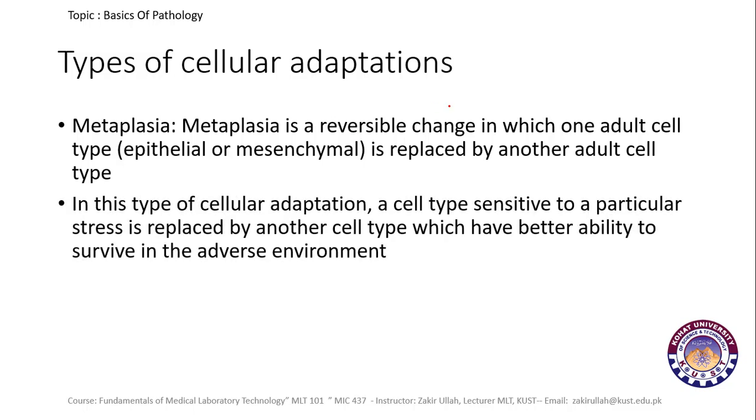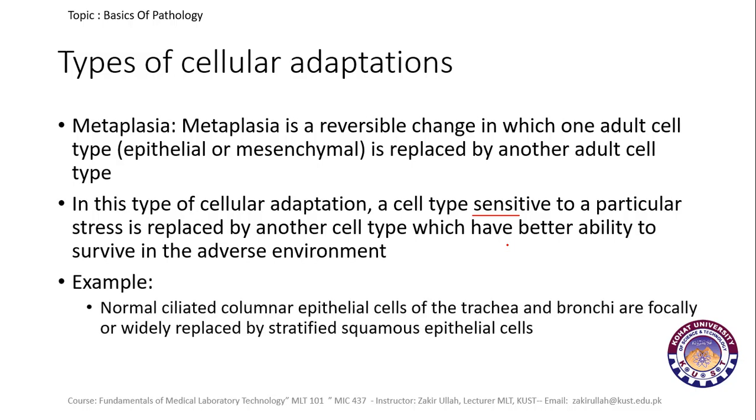In metaplasia, a cell type sensitive to a particular stress or stimulus is replaced by another cell type which has a better ability to survive in that adverse environment. An example is that the normal ciliated columnar epithelial cells of the trachea and bronchi are focally or widely replaced by stratified squamous epithelial cells. These stratified squamous cells survive in this area of the trachea because of stimuli such as excessive smoke or dust particles. Therefore, when the stimulus is removed, the normal ciliated columnar cells again replace the stratified squamous epithelial cells.